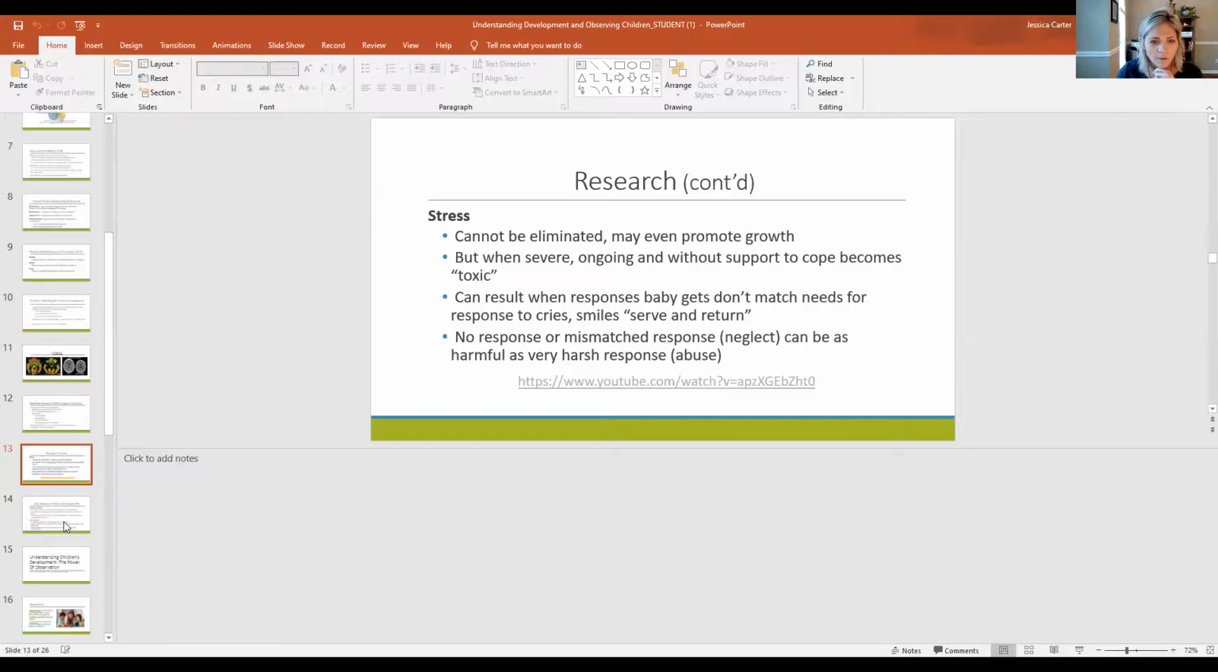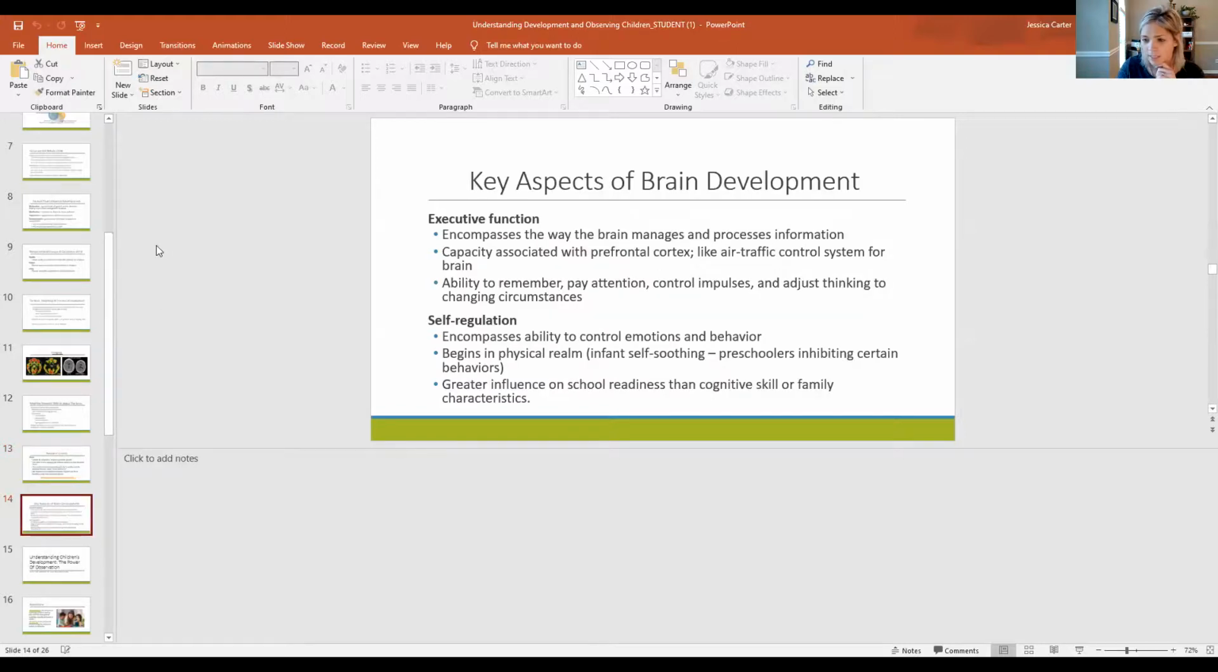I just have one more slide on the brain and these key aspects of brain development that are important to understand, because again, understanding brain development helps us understand child development, and our understanding of these concepts is going to impact how we engage and how we interact with children. And so this idea of executive function, this encompasses the way the brain manages and processes information.